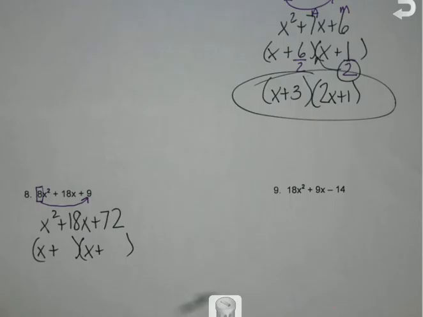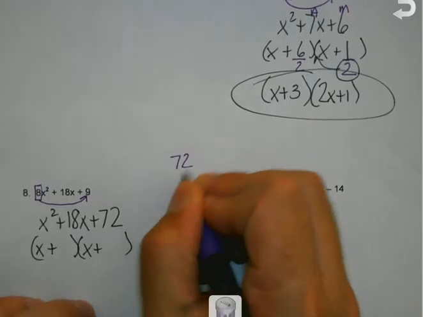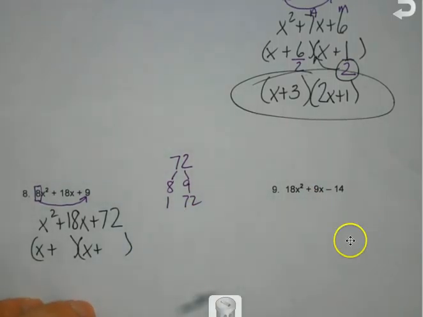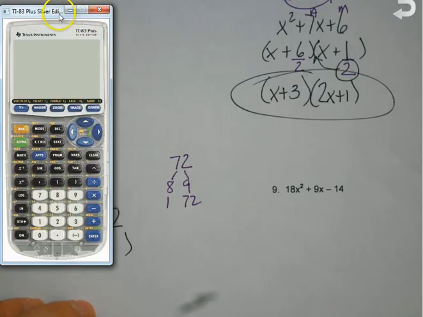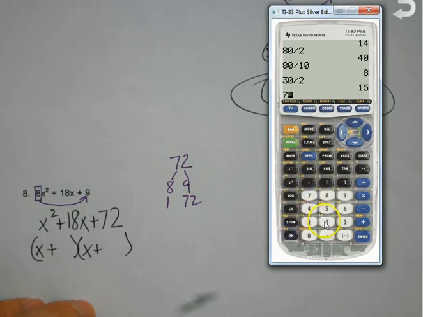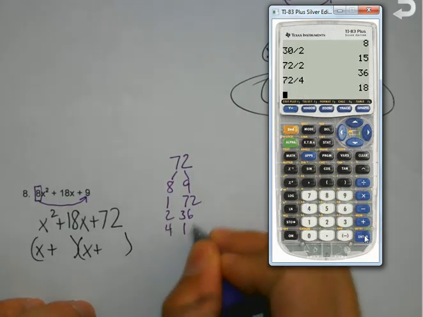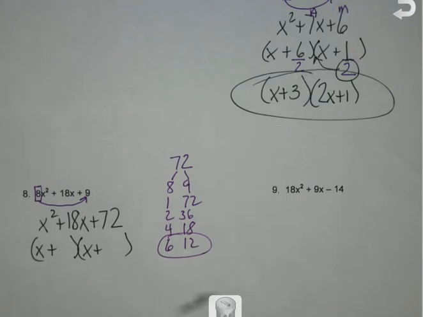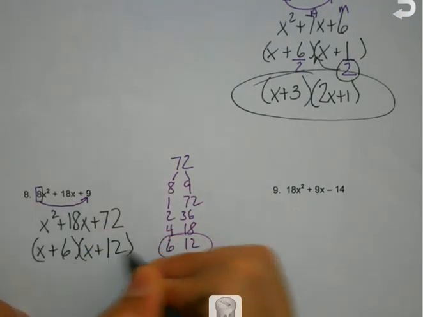But 72. I know 9 and 8. I know 1 and 72. Let's see. What else? What about 2? 2 and 36. Yeah, they're still too far apart. What about 4? 18 and 4. I'm getting closer, but no. What about 6? Because I don't think 5 is going to work. 12 and 6. Ooh, 12 and 6. Okay, sometimes it may take a couple, but we'll get there. So 6 and 12, or 12 and 6.